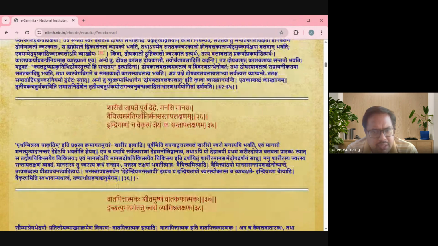What is Sharirika Jwara? Sharirika Jwara is the Jwara which starts first in the Deha and then it may project to Manas. Whereas in Manasika Jwara, first it will cause disturbance in the Manas, that is Vaichityam, Arati, Glani. So then it may affect the Sharirika. So that is called as Manasika Jwara.